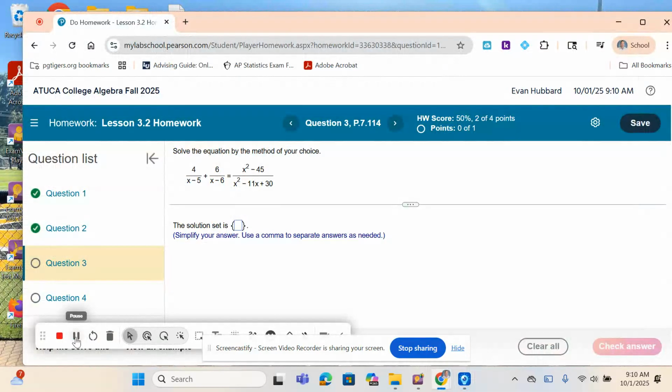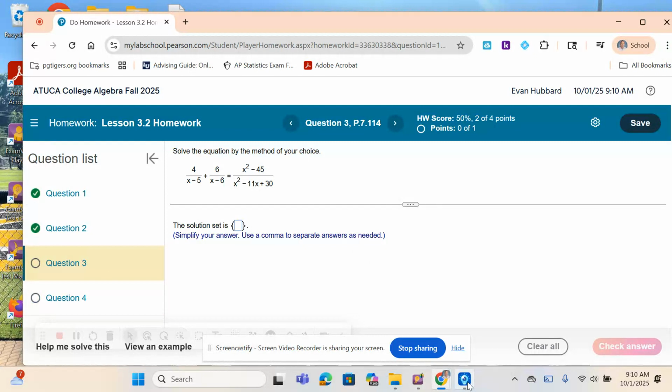Number 3, we've got 4 times x minus 5. Hopefully we'll get some nice answers this time. Root for it. Plus 6 times x minus 6 equals x squared minus 45 divided by x squared minus 11x plus 30.